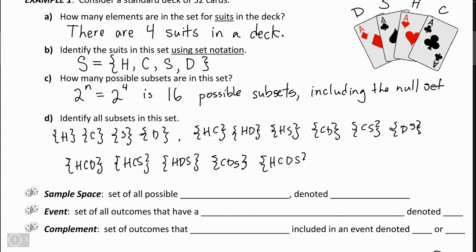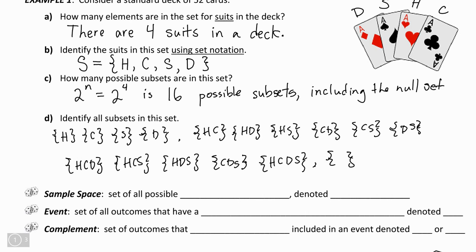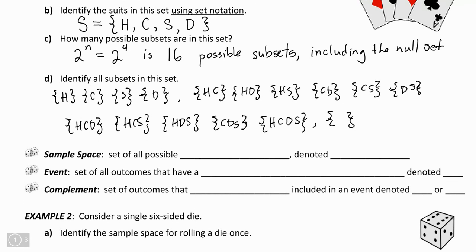HCDS. So the whole entire set can be a subset within itself. And then you have the empty set. Okay, so here you have 4, 8, 9, 10, 11, 12, 13, 14, 15, 16 possible subsets. Now, you don't actually use all of them like this. It depends on the kind of problem you're solving.